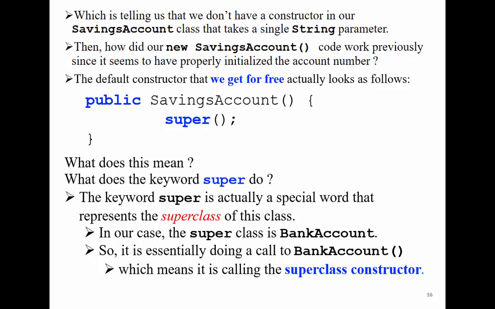This always points to the object that is being constructed. Now we are constructing the saving account object. So whenever you are using this, you are pointing to the saving account. If you would like to go to the bank account, which is the superclass, you have to use super. Super is used to refer to the methods and attributes inside the superclass.